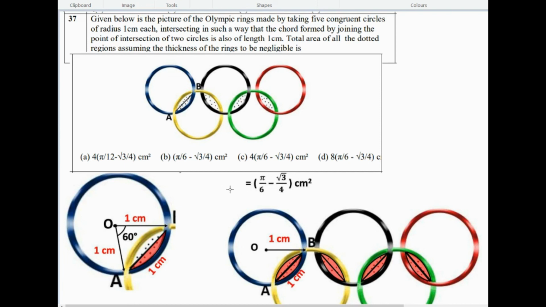Area of a sector is theta by 360 into pi r square, and area of an equilateral triangle is root 3 by 4 into side square, which is 1 square. So once we have the area of the shaded red part, we have a total of 8 such red parts in these 5 circles. So the correct option for the 37th question is 8 into pi by 6 minus root 3 by 4. D is the correct answer.